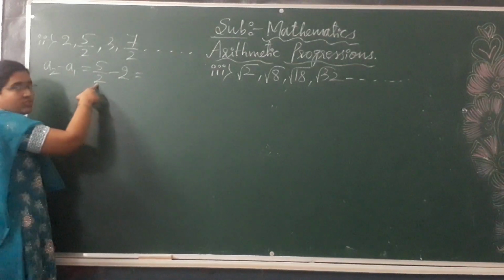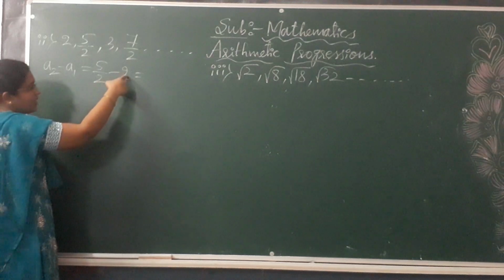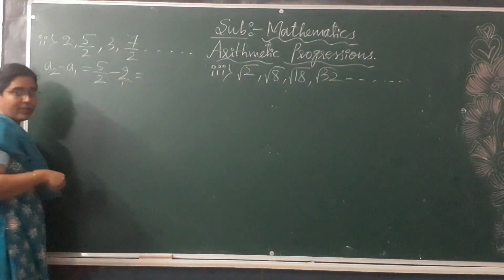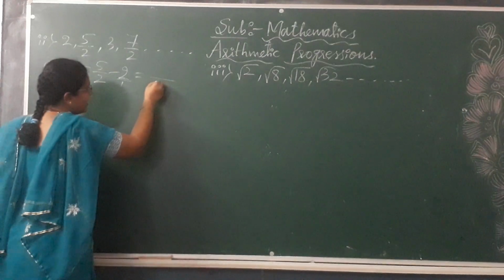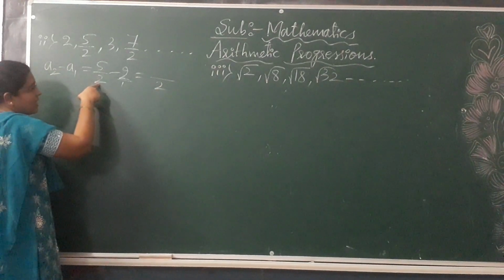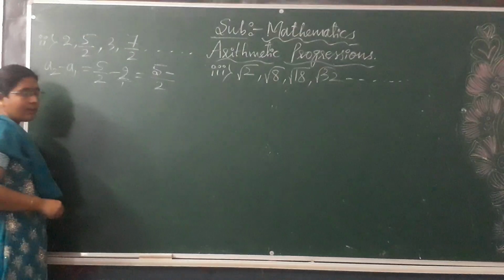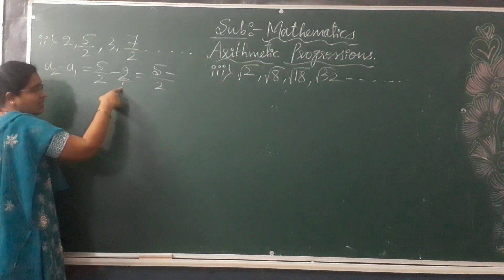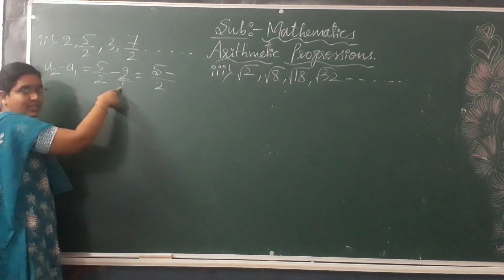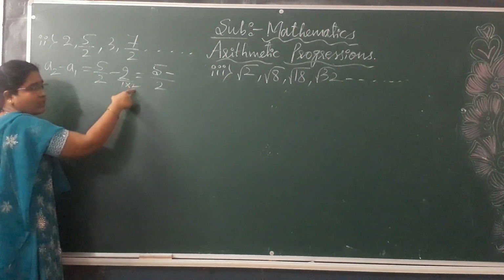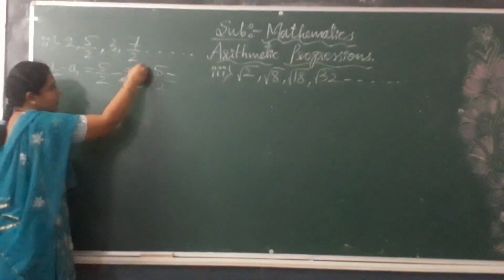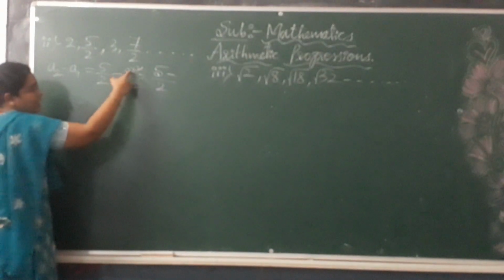In the first number, the denominator is 1. Take the LCM for 2 and 1, it will be 2. Here the LCM 2 is already there, so we need not multiply the numerator. Keep 5 as it is. Minus: in the second term the denominator is 1, so we should equalize it by multiplying by 2, and the same 2 we multiply to the numerator also. Now multiply these two, 2 into 2 equal to 4. Now subtract these two numbers, 5 minus 4 is 1 divided by 2.